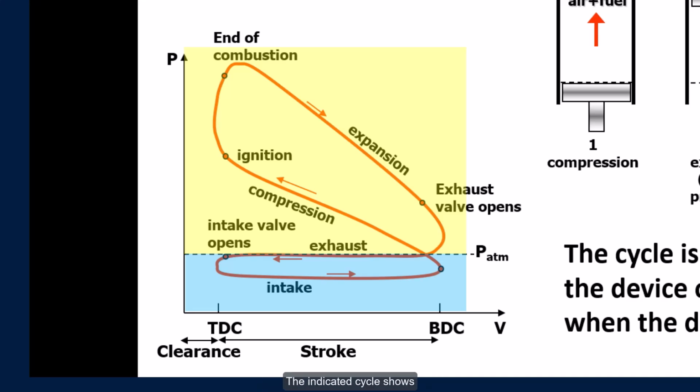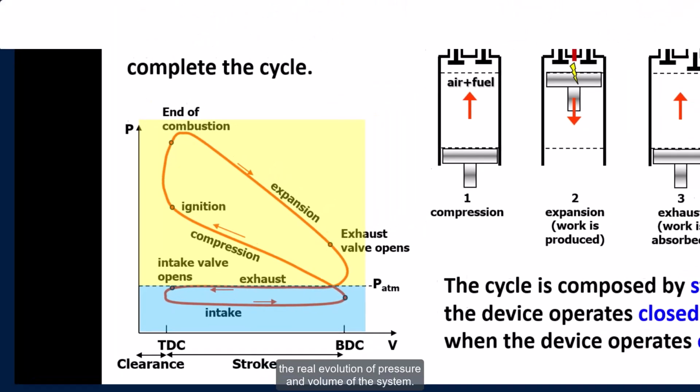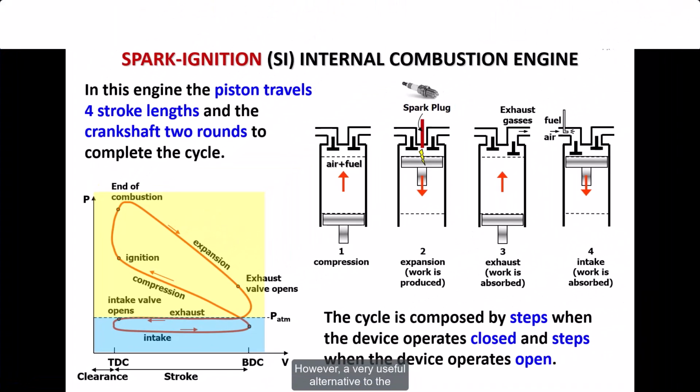It is called indicated since it is indicated by pressure and displacement sensors. The indicated cycle shows the real evolution of pressure and volume of the system. However, a very useful alternative to the indicated cycle is an approximated version of it, which is still representative enough and useful to first understand what is happening in this system in a simple manner. In other words, describe the system and the interrelation among the physical and design variables of the system. Second, come up with indication on how to make the engine more efficient.